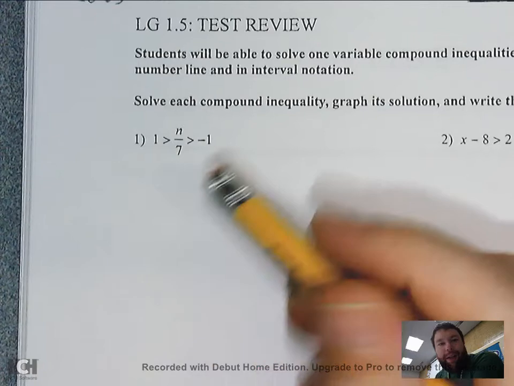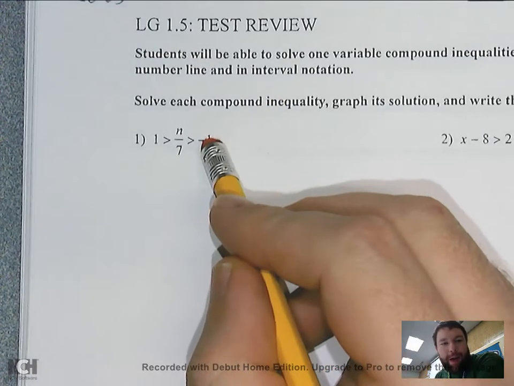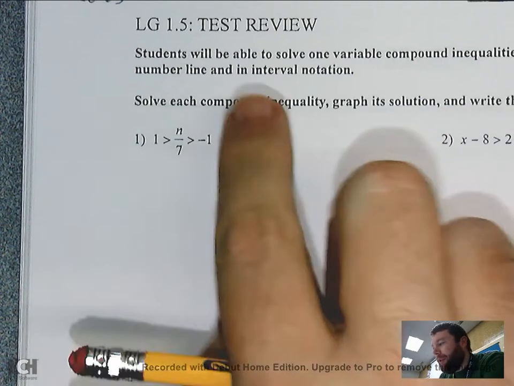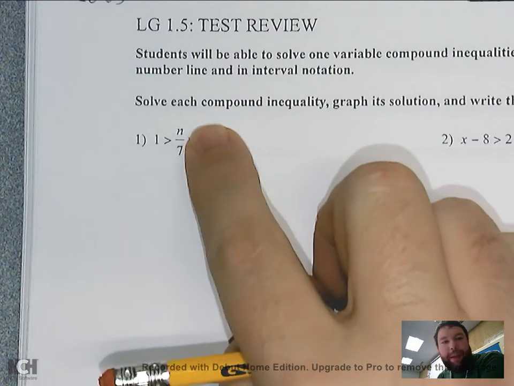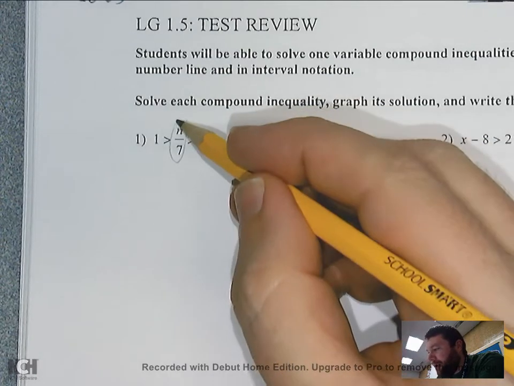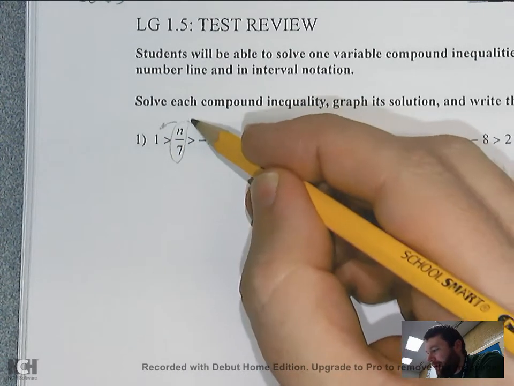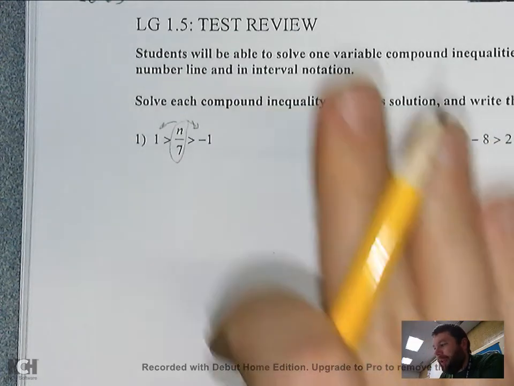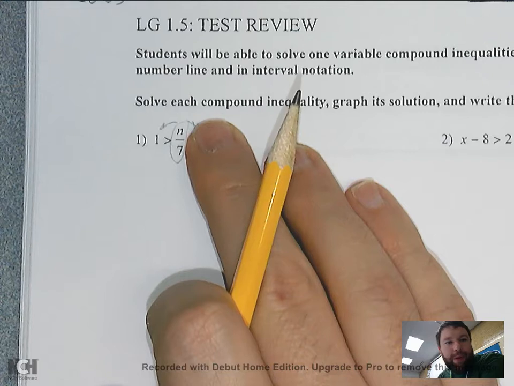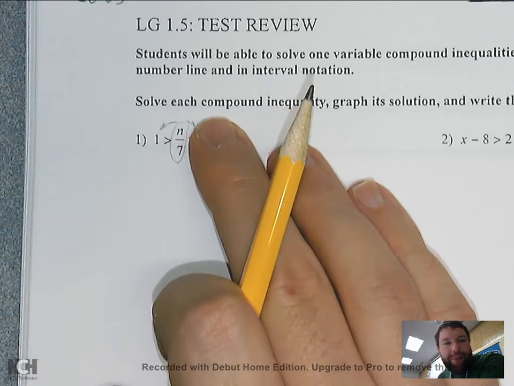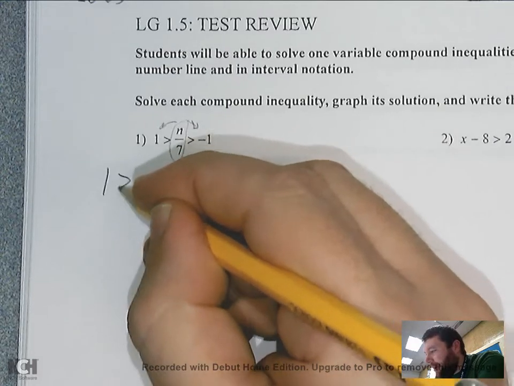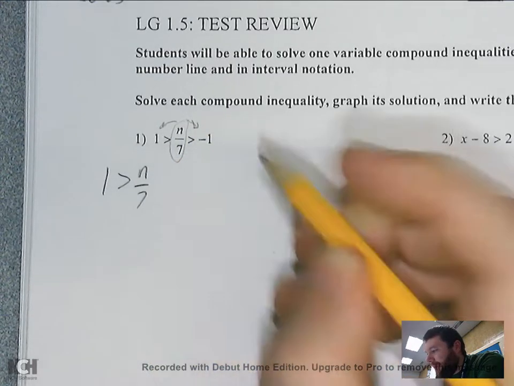Now, like I just said, this is going to be an and problem. So before you even start with problems like this, you should separate them. When we separate these, the entire middle goes to both sides. What I usually do is I tell my students to cover up one of the inequality symbols and everything behind it, and that's one of your inequalities. So 1 is greater than n over 7.